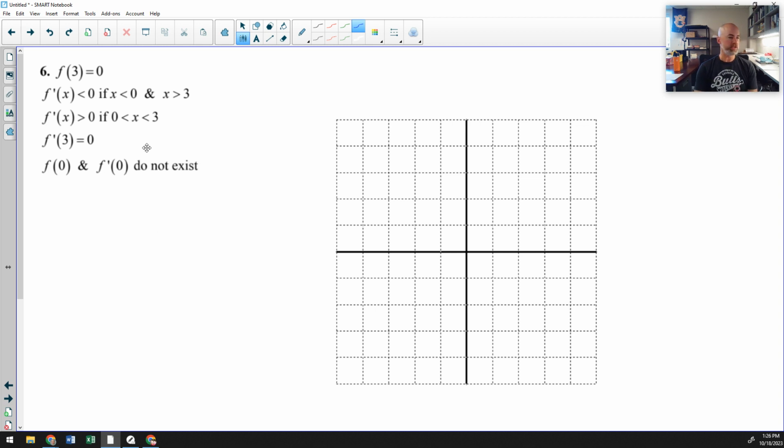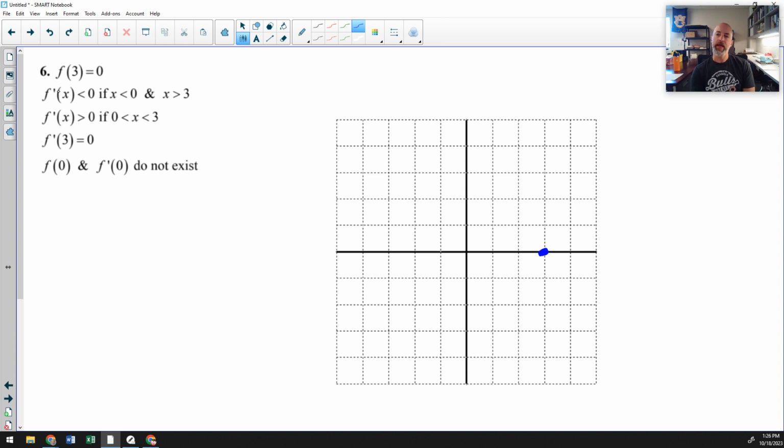Again, I don't think I chose very good problems. This one only has first derivative information also. The main reason I zoned in on this one is because I like this piece of information down here, and I'll talk about that in a minute. So f of 3 is 0. So that's an ordered pair. I'm going to go ahead and plot the point (3, 0).